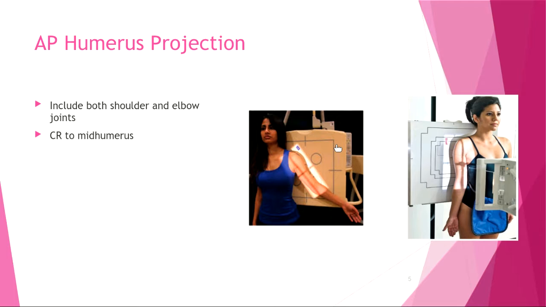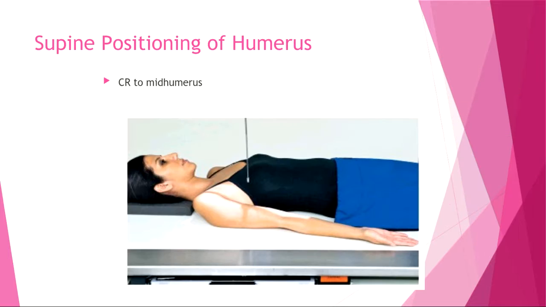Typically, when you do this, you will demonstrate the entire humerus, including the shoulder joint and the elbow joint, and you want to make sure again that the epicondyles are parallel to the IR, so the hand is supinated, and you're going to turn the tube to go with the arm. Now, if the patient were lying down, this is what it would look like. Again, more comfortable when they're upright because they don't have the pressure of their arm lying on the table.